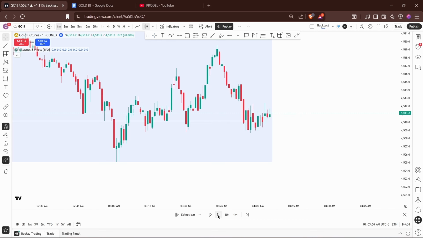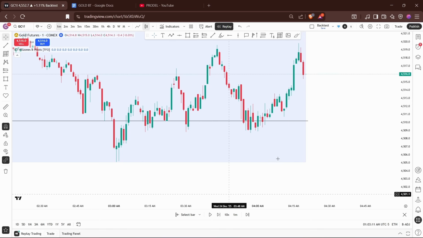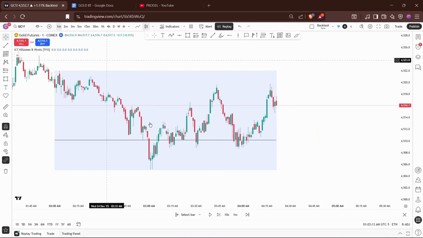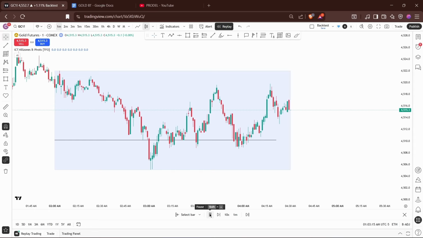It is to our level. Let's wait for market to close below this level also. It's not closing below this level. It's going up. Yeah, there is no entry here.